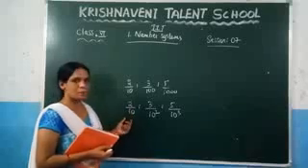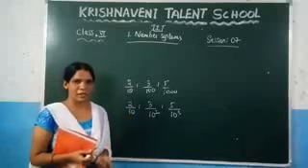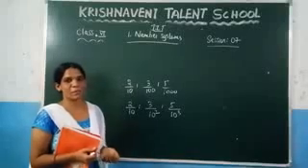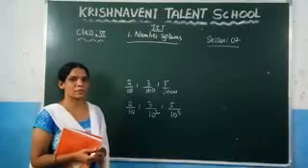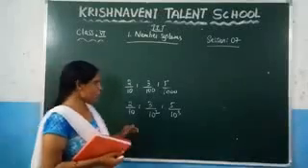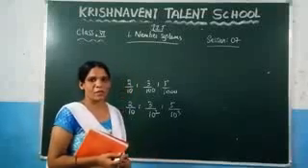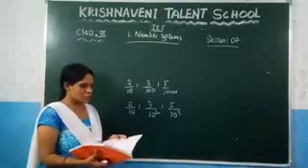Here these are the examples: 2 by 10, 3 by 10, or otherwise 5 by 100, 6 by 1000, 7 by 10,000. These are all examples which are nothing but decimal fractions. So what is the meaning of the decimal fraction? A fraction whose denominator is a multiple of 10. Such types of fractions we call decimal fractions. Now see the next point.